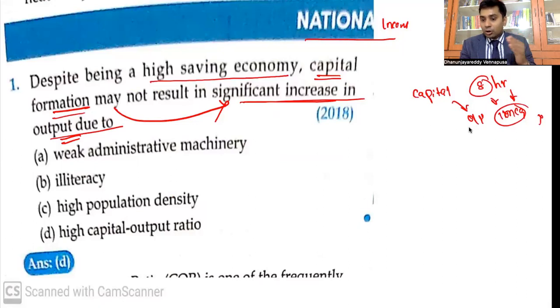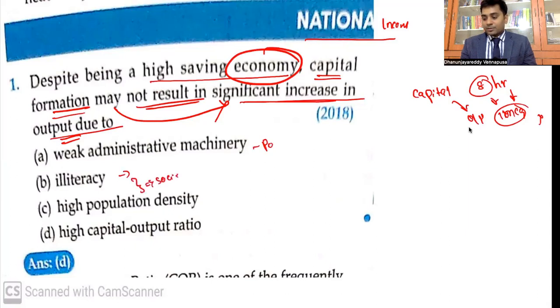So if you observe A, B, C, D, all are negatives. Why negatives? Because they are asking why it is not resulting in significant increase in the output. So the question is negative. Look at the negative aspects. Weak administrative machinery, illiteracy, high population density, high capital output ratio. Even if you don't know anything about the subject, look at this. This is speaking about polity. These two are related to society. This is speaking about economy. So the economic subject, the economics answer will be correct. Simple. This is a technique, but don't rely on techniques first. First learn the subject. This is my way of going. First learn the subject, then you can go with the techniques.